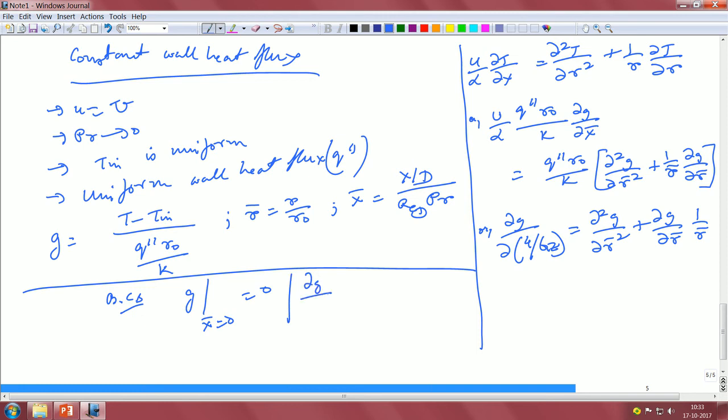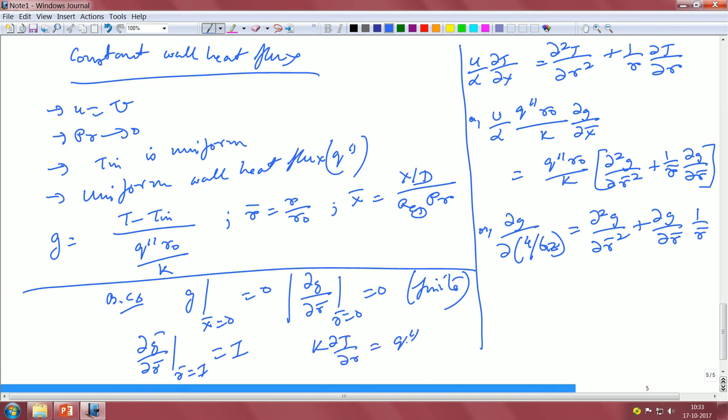dg by dr bar at r bar equal to 0 is 0 because of the finiteness of the whole thing, and dg by dr bar at r bar equal to 1 is equal to 1 now. That is because you have a constant wall heat flux now. This is because your k dT by dr is equal to Q double prime, correct. That is because of that.